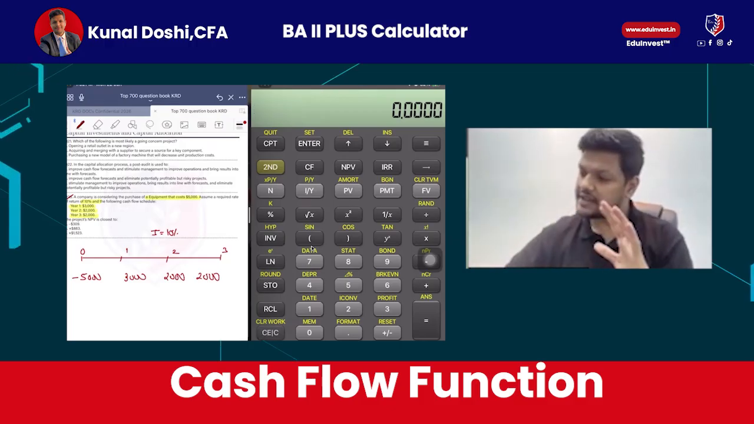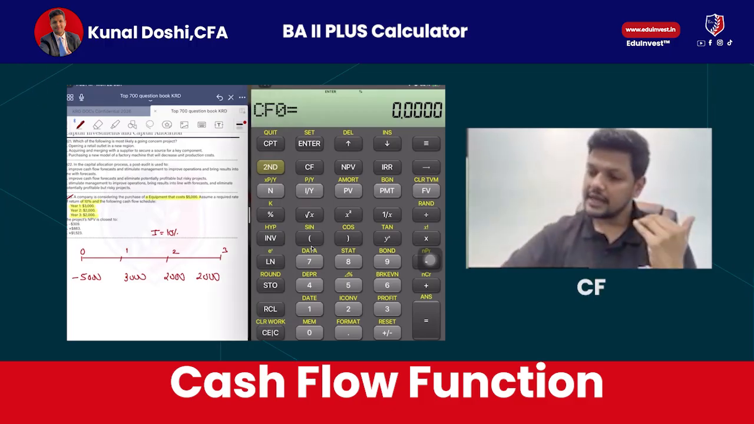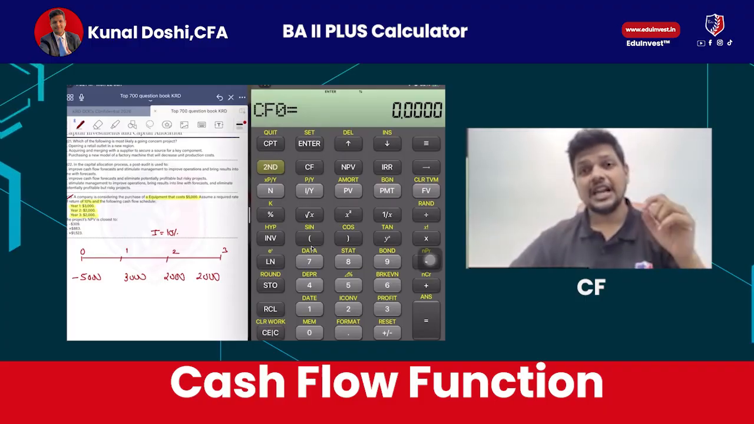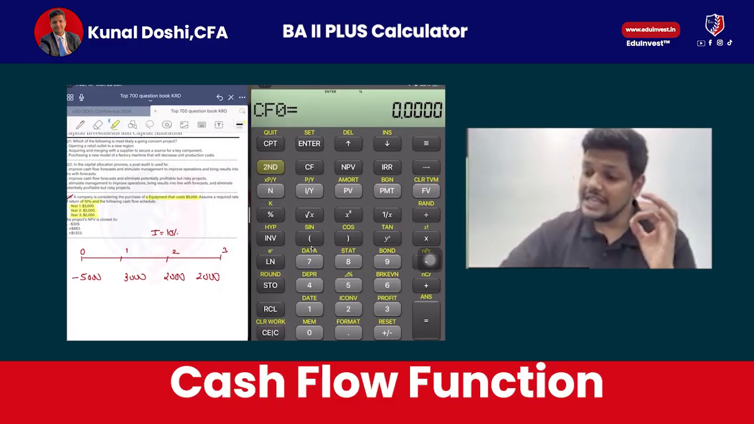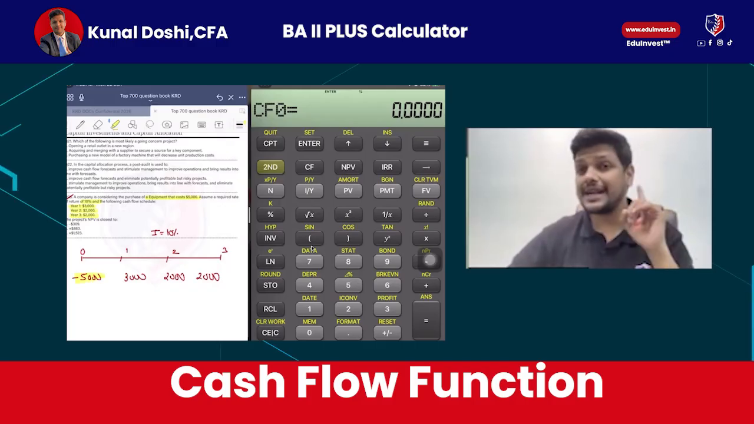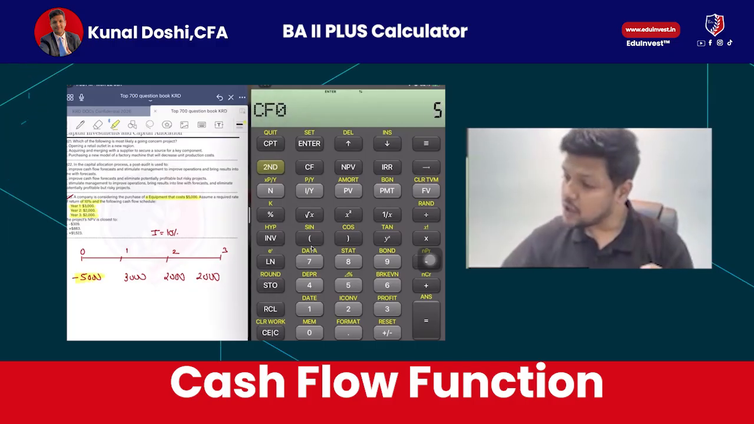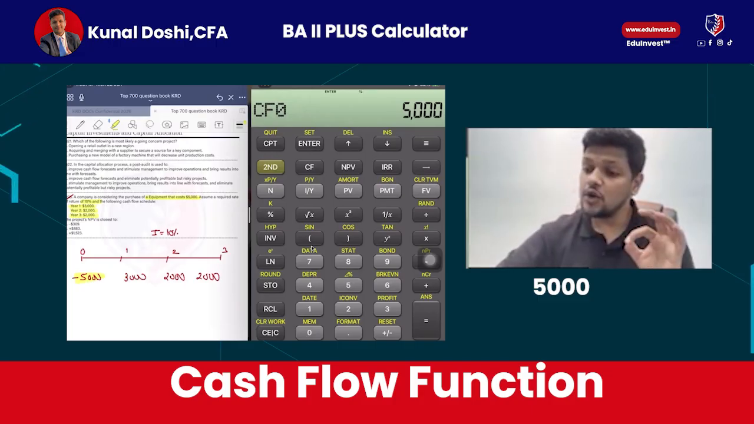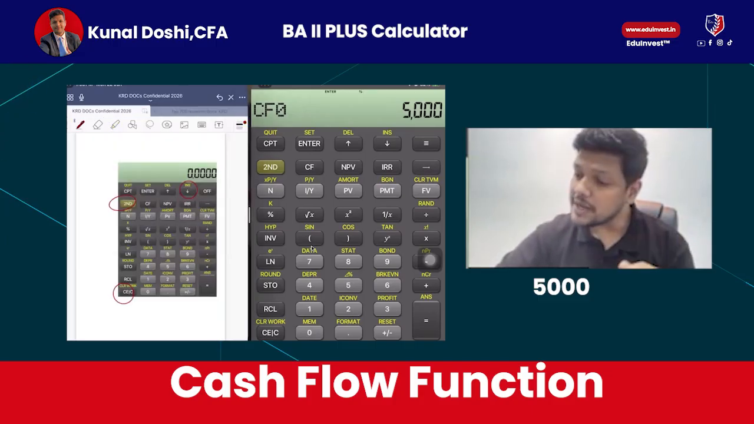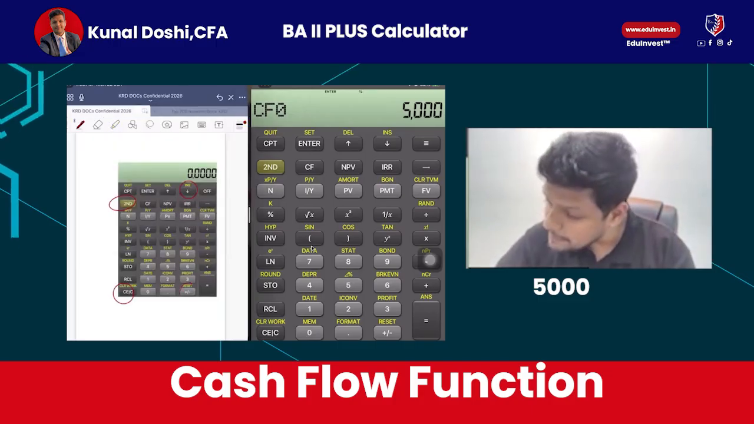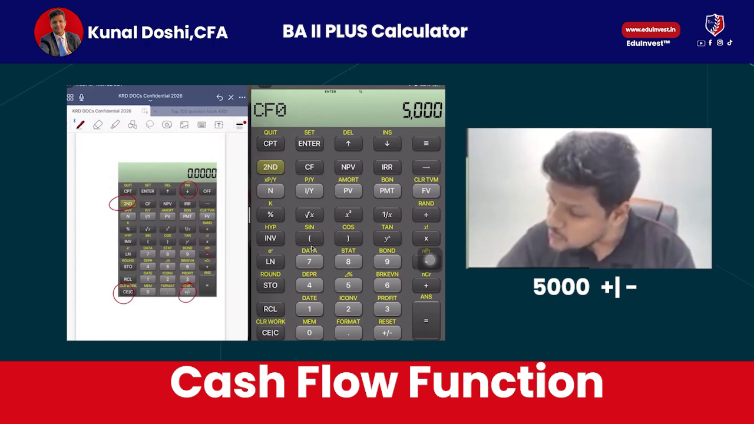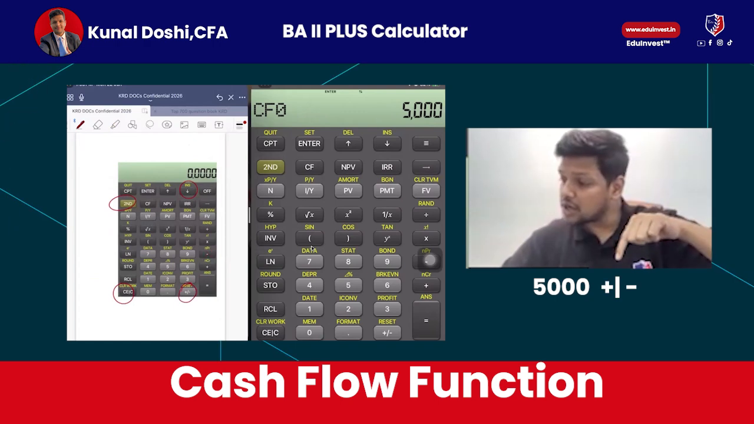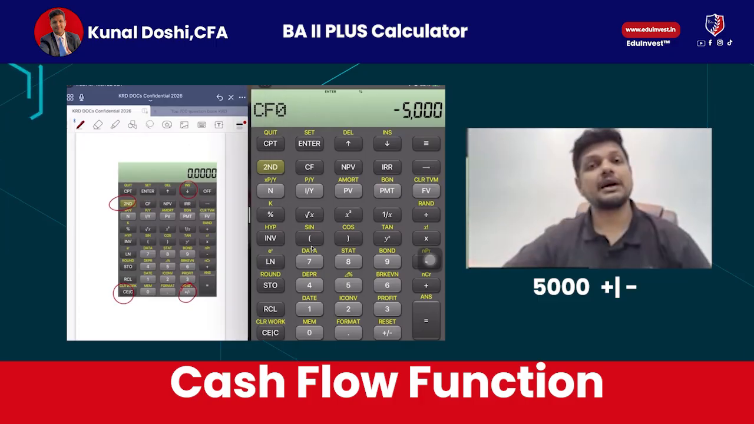So I'll again clear everything. I'll press CF, correct? And then I'll press second clear to erase the previous numbers. Now CF0, that means cash flow in year 0, which is 5,000 but negative. So you will press 5,000. However, you will press the negative button. Now, which negative button should you press? Well, you should press this plus-minus button, not this one. No, you will have to press the plus-minus button, which is at the bottom. When you press that, the 5,000 becomes negative.